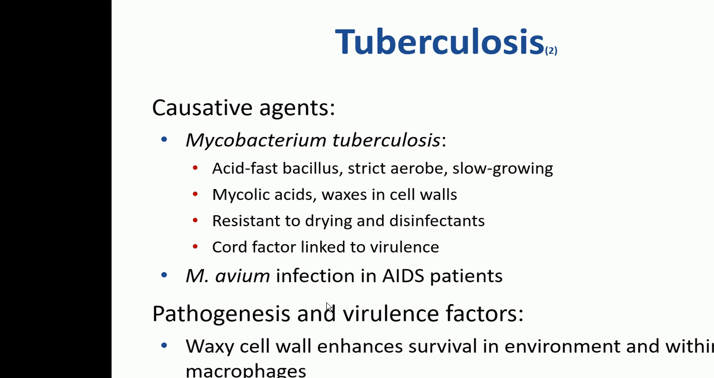Now, the causative agent of tuberculosis is the bacterium called Mycobacterium tuberculosis, and it is an acid-fast bacillus. It's a strict aerobe and slow-growing. It has mycolic acid and waxes in its cell walls. It is resistant to drying and disinfectants.